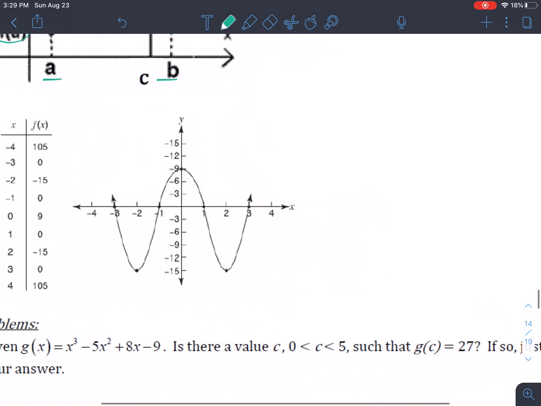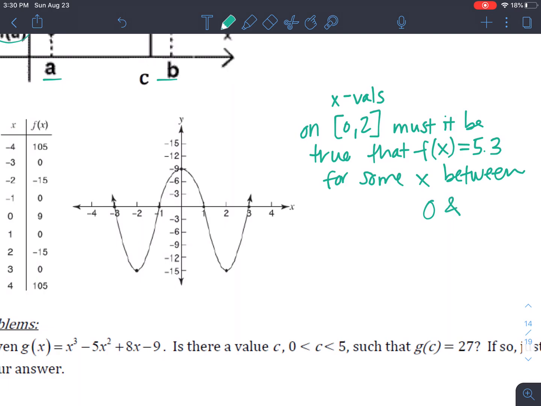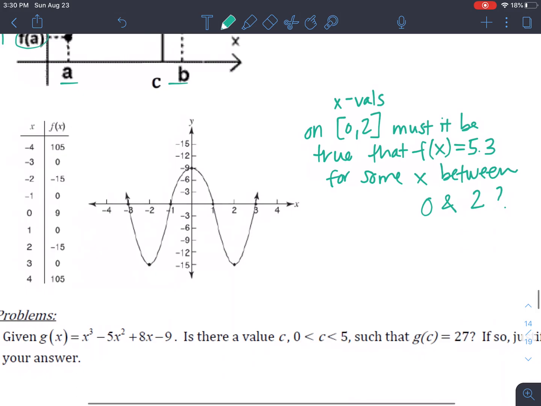I'll pose a question here. On 0 to 2, and these are just x values, must it be true that f of x is equal to 5.3 for some x value between 0 and 2? I want you to look at this graph. The table also works. Between the x values of 0 to 2, the x value of 0 starts here, and the x value of 2 is here. So there are my two values.